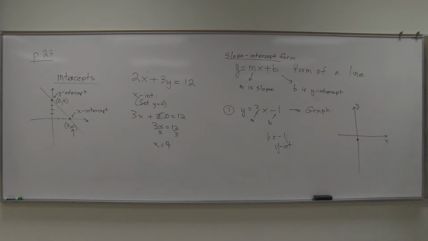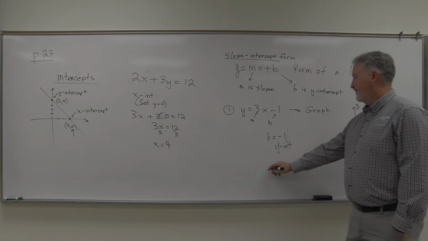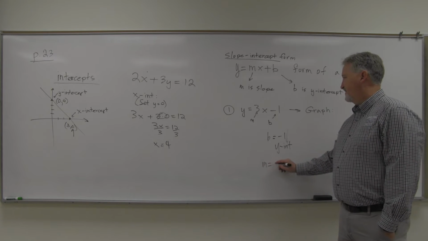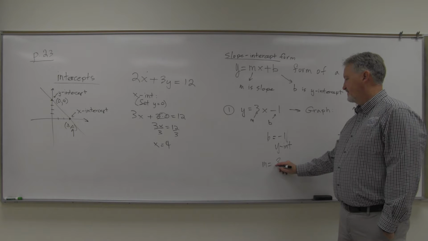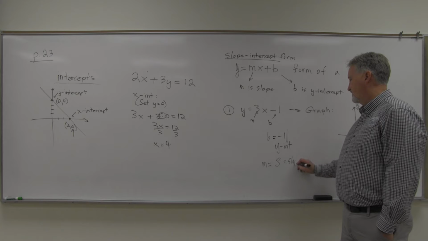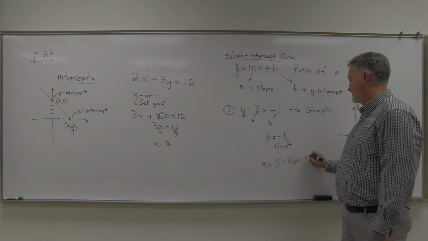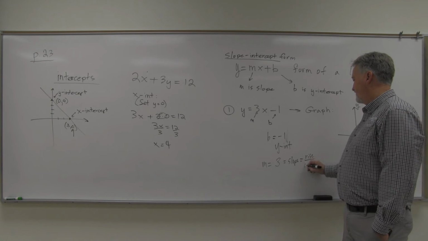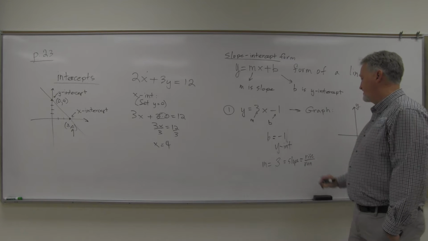That's what that means. All right, now the m is 3. That's my slope, which is rise over run. And so that's how we're going to utilize this.